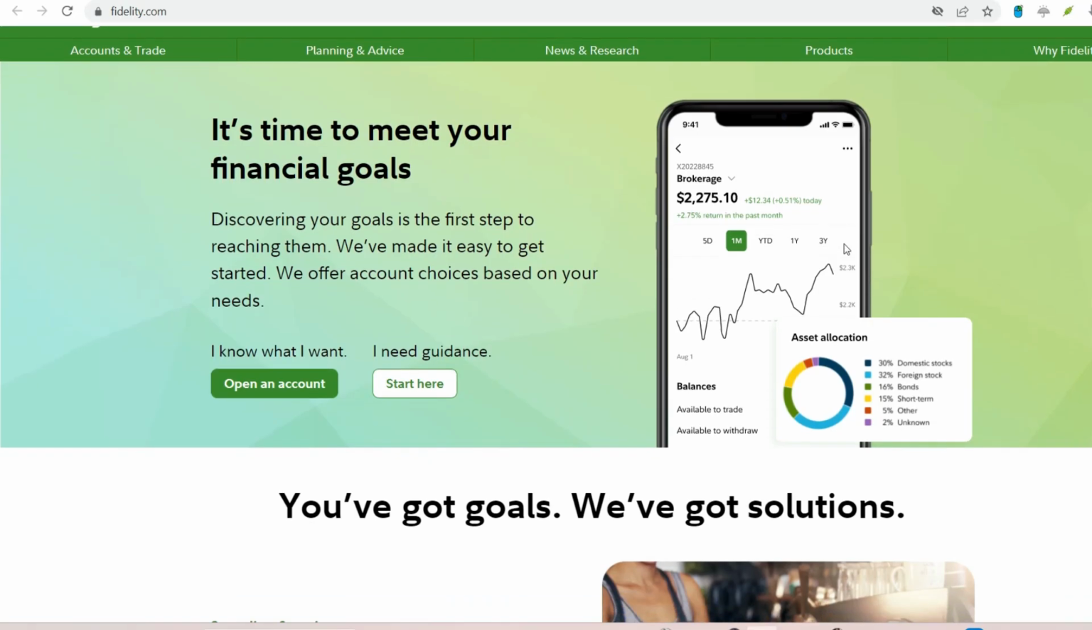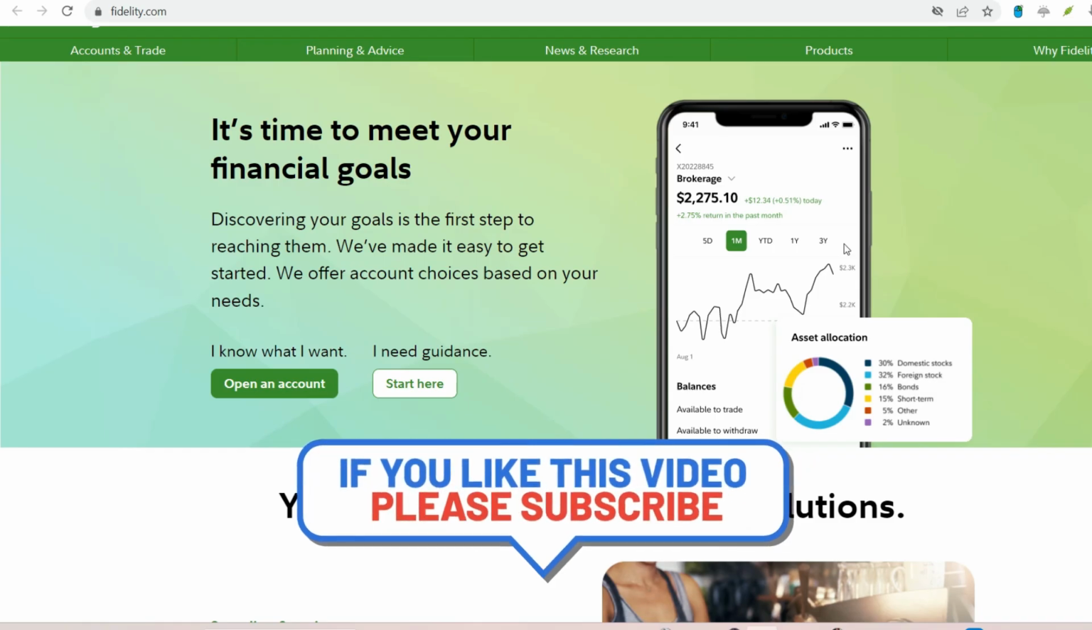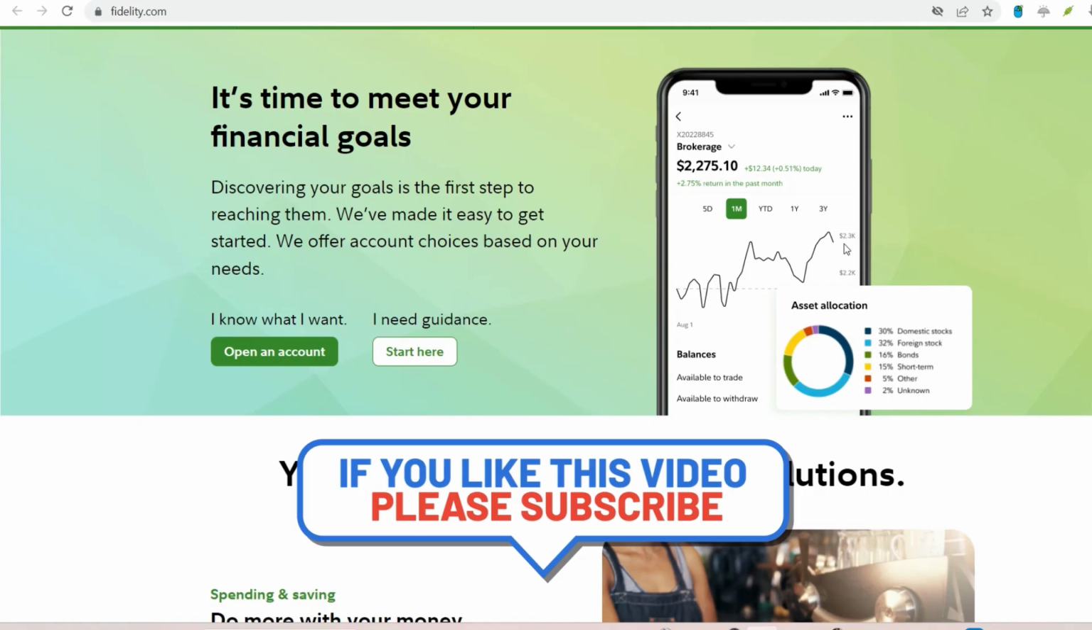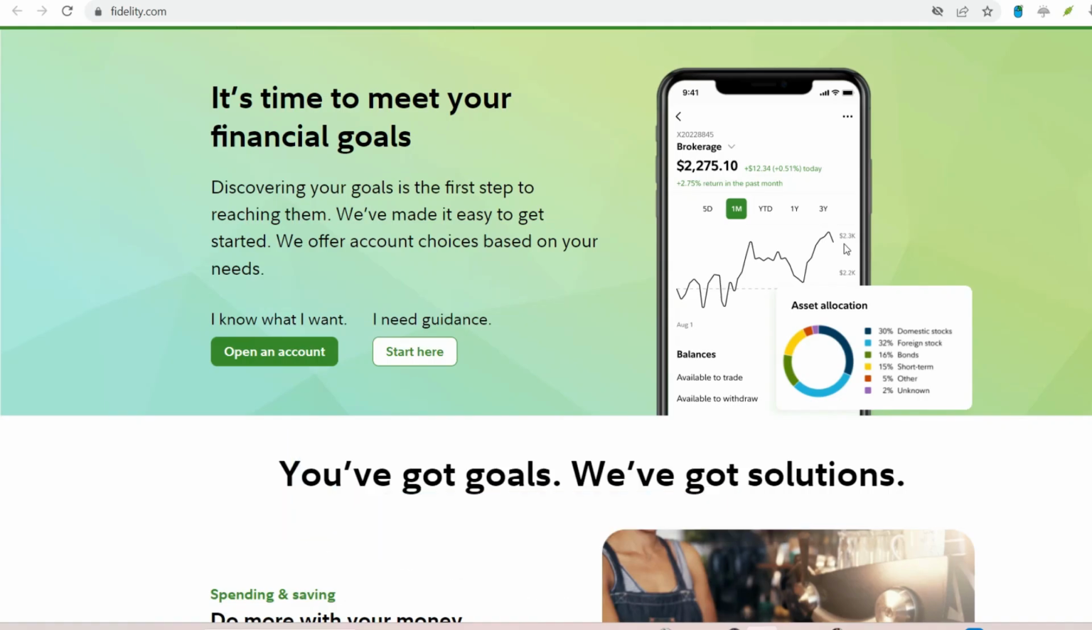Step number one, get your foot in the door. First things first, you need a Fidelity account. If you've already got one for stocks, you're halfway there. If not, head over to Fidelity's website and set one up. It's like opening a bank account, but for investments.